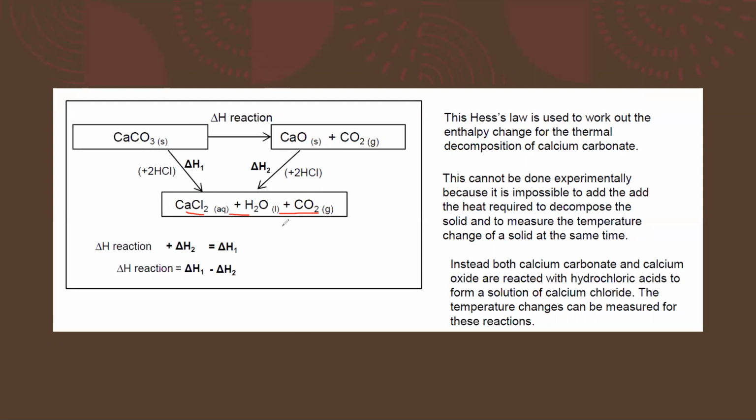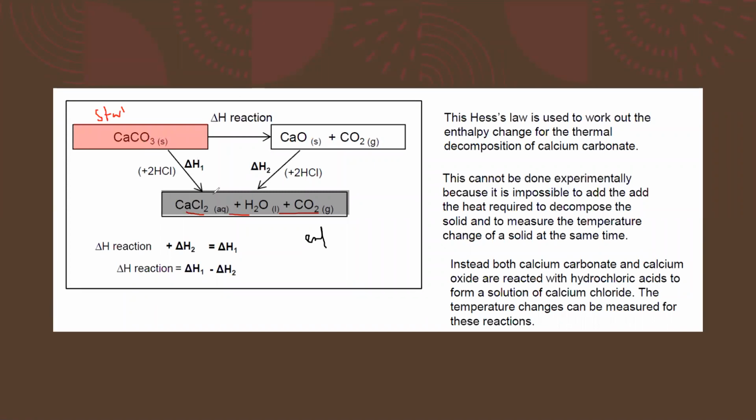Now again, if we apply Hess's law on this, where the two arrows are pointing out, that is the start of the cycle, the beginning of the cycle. And where the two arrows are pointing in, that is the end of the cycle. So what is route 1 and what is route 2?